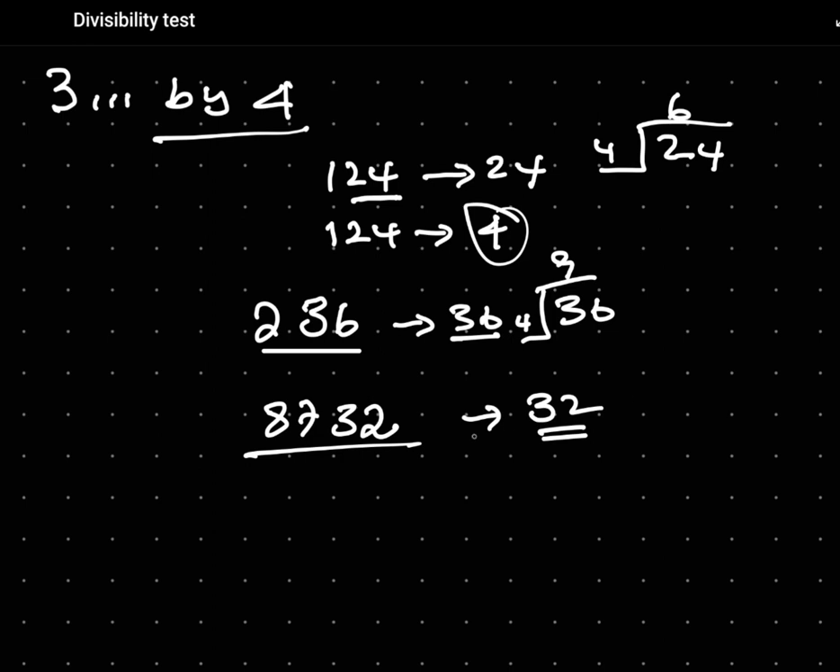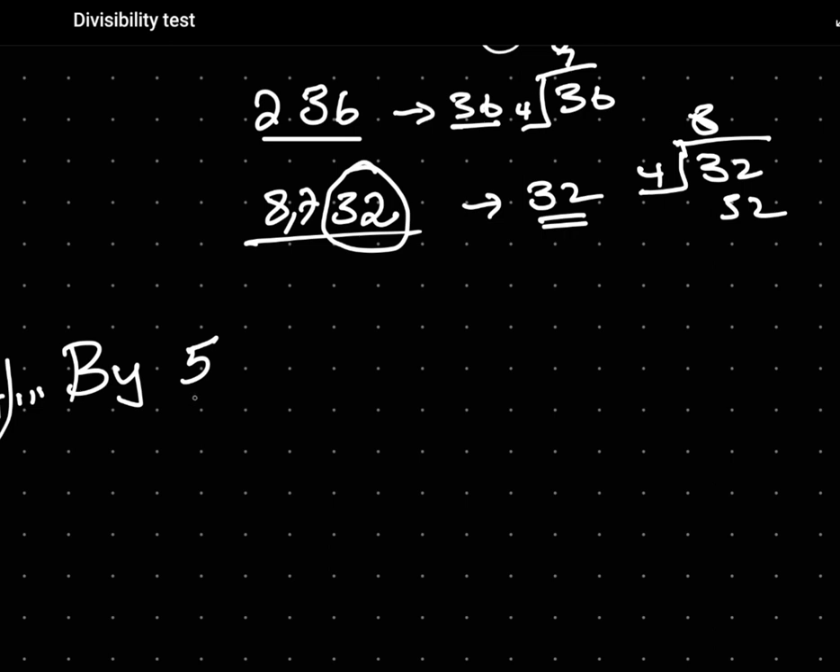You can check that. So divide 32 by what? By 4. When you divide 32 by 4, it is how much? It is 8 times, yes? 8 times 4 is 32. So the whole number 8732 is also divisible by 4. In general, if the last two digits of a number is divisible by 4, then the implication is the whole number is divisible by 4.